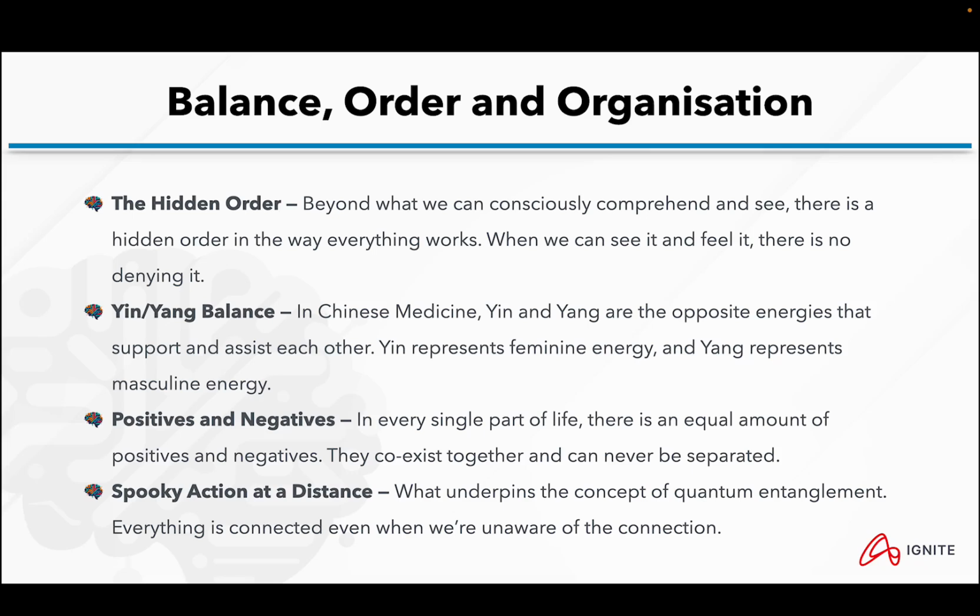We're also going to explore positives and negatives in reality. So in every single part of life, there's an equal amount of both positives and negatives. They coexist together and can never, ever, ever be separated. So a very simple example of that would be, right now, in every single cell of your body, every single moment, there is an equal amount of positive and negatives happening in every single cell. What that means is you have positive and negative ions in each of your cells and outside.